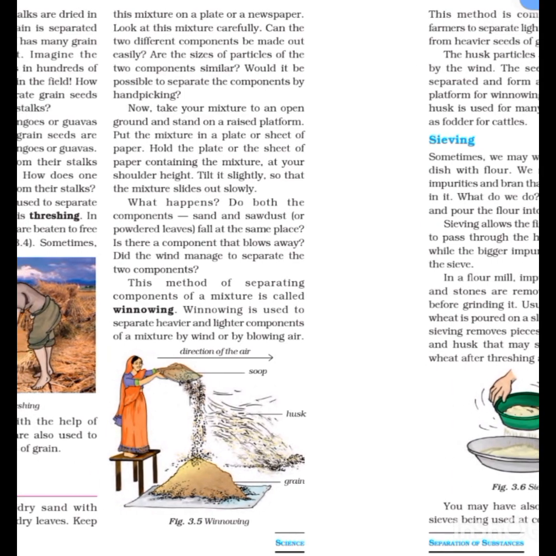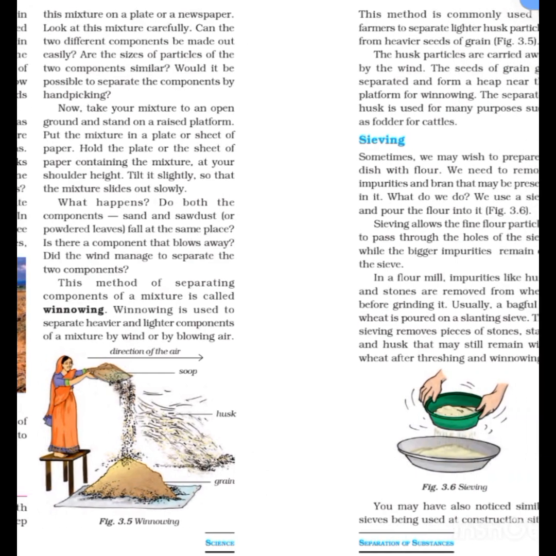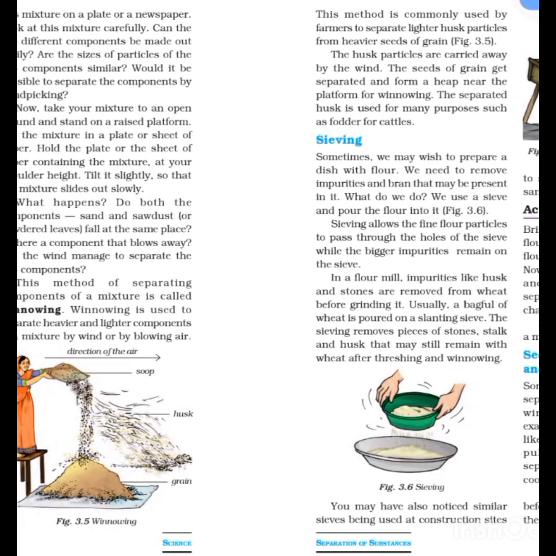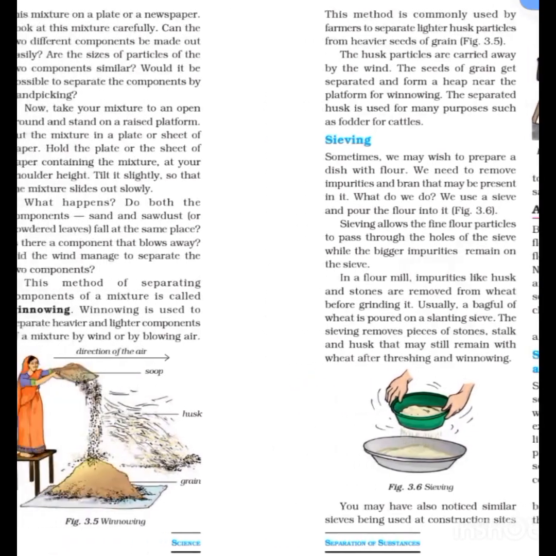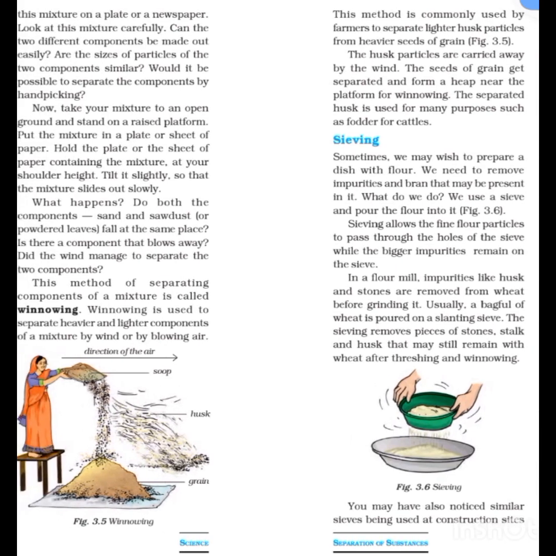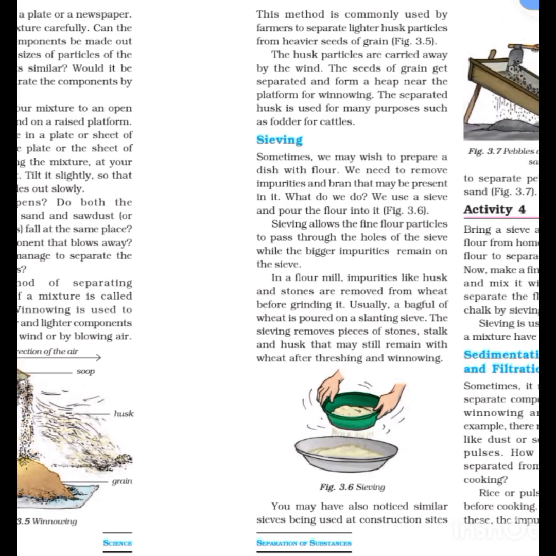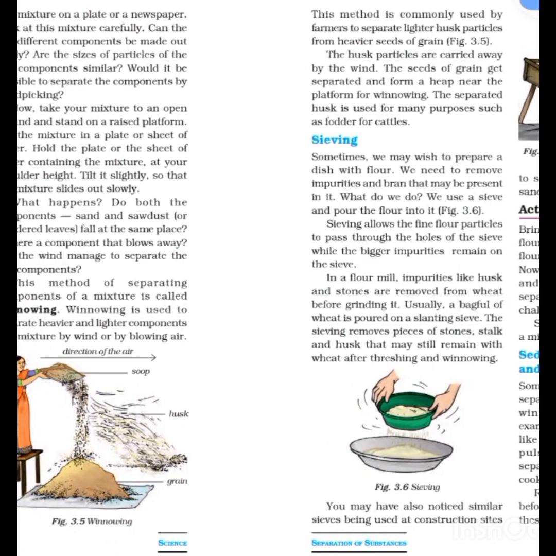Okay, winnowing is used to separate heavier and lighter components of a mixture by wind or by blowing. You can see this, how they are doing it with a winnowing tray. Here you can see this is a winnowing tray. The husk is falling over there, and the grain is falling down. So this process is called winnowing.